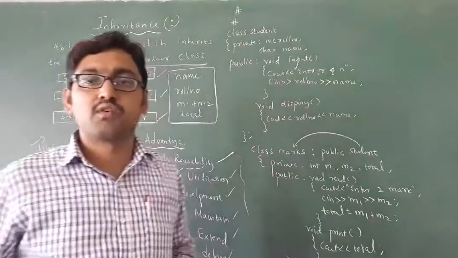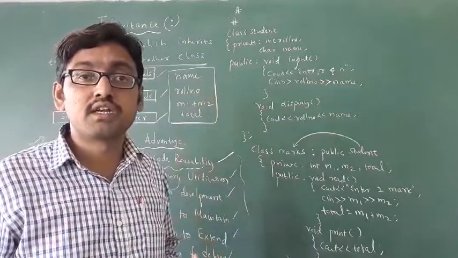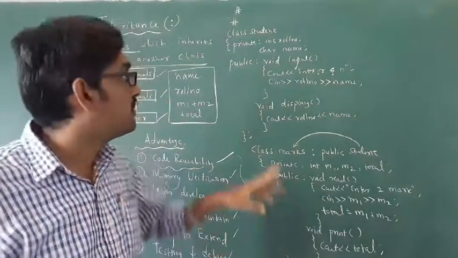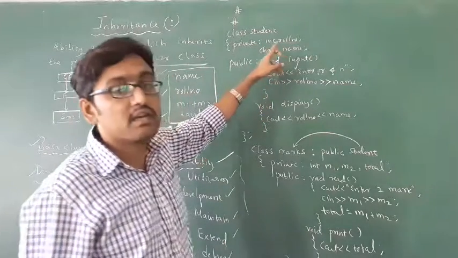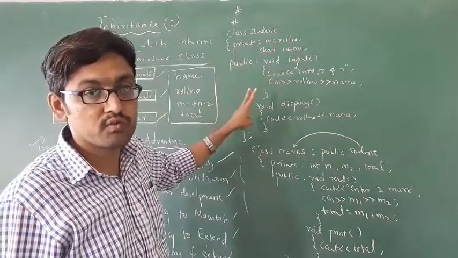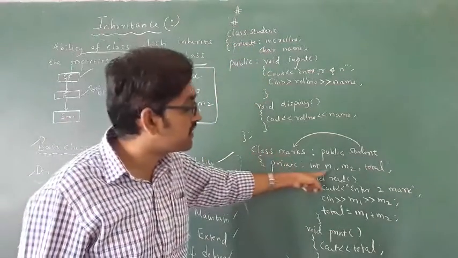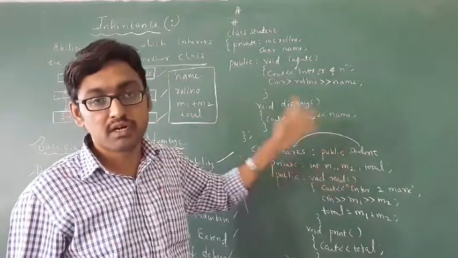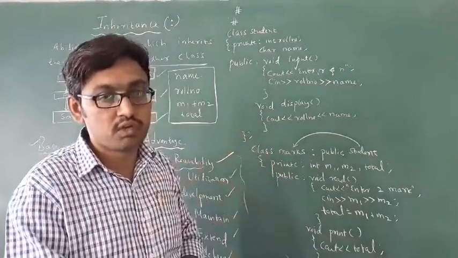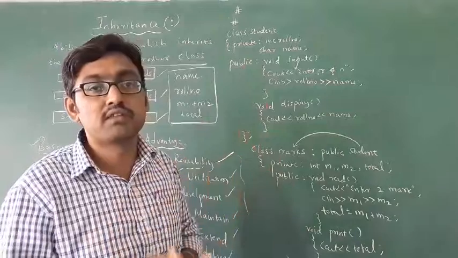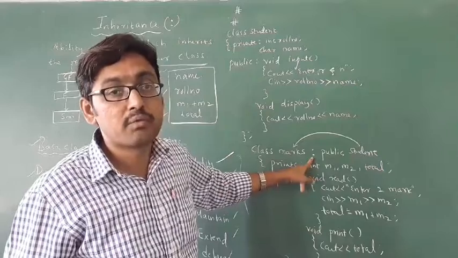See, already I told you how many classes you have to use in the inheritance technique. There are 2 classes you have to use. First one is student. In the student class, you are displaying roll number and name, only 2. But in the marks class you are displaying m1, m2 and total marks. I want to merge these two classes. To merge, you have to use the inheritance operator.